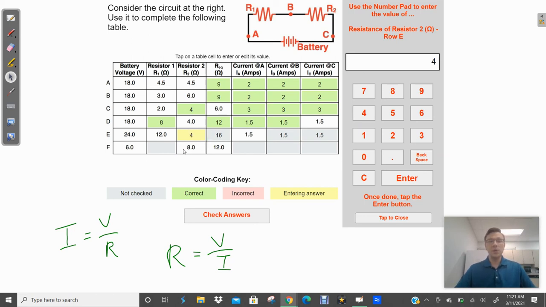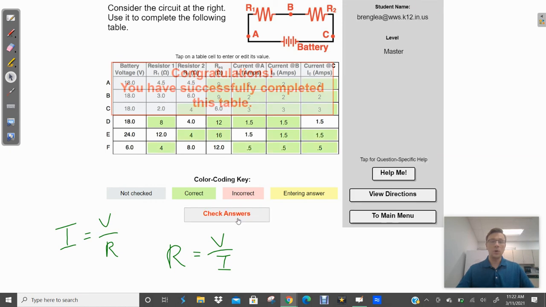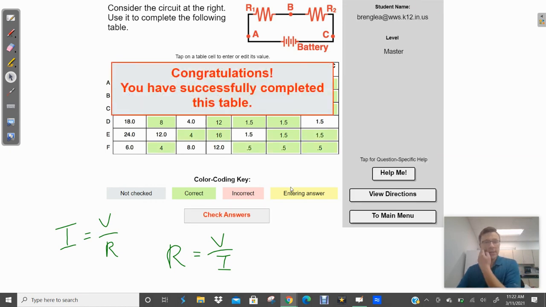Now in this last one, it has given us one of the resistors and the total, so subtract them and you will find that the first resistor is 4 ohms. Then we can solve for the current the same way that we did in the first couple examples. Current will be battery voltage of 6 volts divided by the total resistance of 12 ohms. That is going to give us a total of 0.5 amps of current in this circuit, and that will be everywhere in the circuit. Okay, we'll go ahead and check our answers, and we've completed the table here.